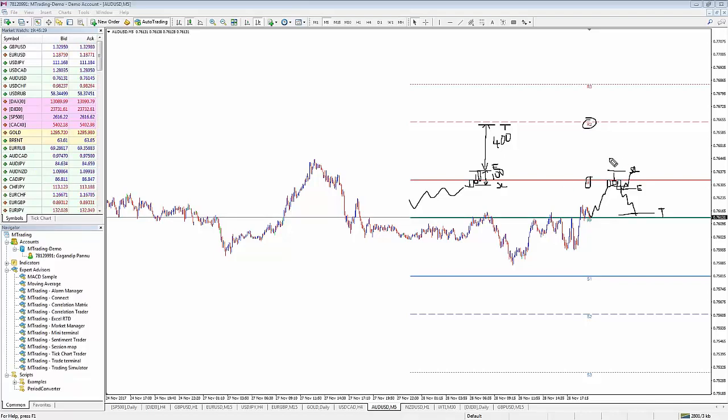So this example here is known as the bounce. This is the bounce system. What we're looking for is price action to come up to a pivot point, hit the pivot point level, reject that level, and then break to the other side.